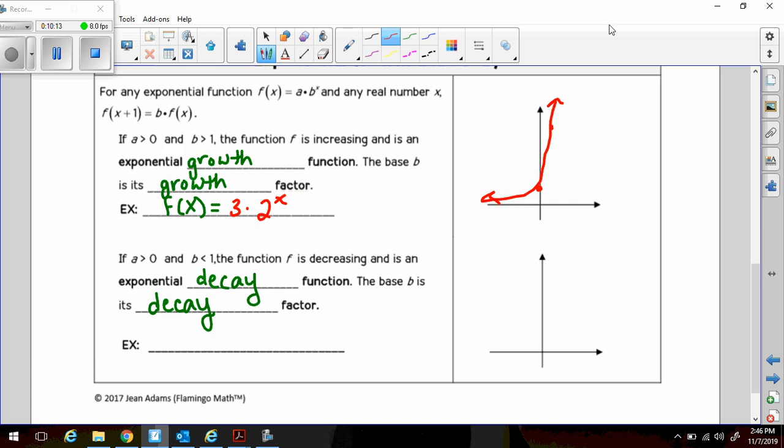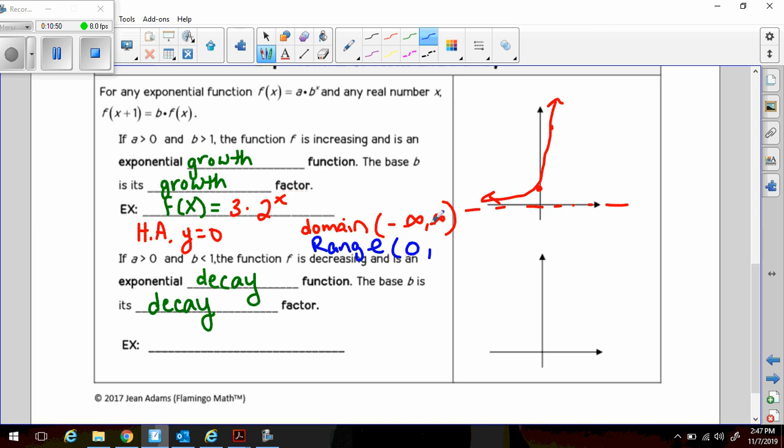So we don't have a vertical asymptote, but we have a horizontal asymptote. Usually it is the x-axis. Sometimes, we can lower it or raise it. So my horizontal asymptote is y equals 0. That's the x-axis. My domain for a growth function, or e to the x, or any exponential, is usually going to be negative infinity to infinity. And my range is usually going to be, it goes from 0, we can't include 0, all the way up to infinity. Now decay is going to be a little bit different.